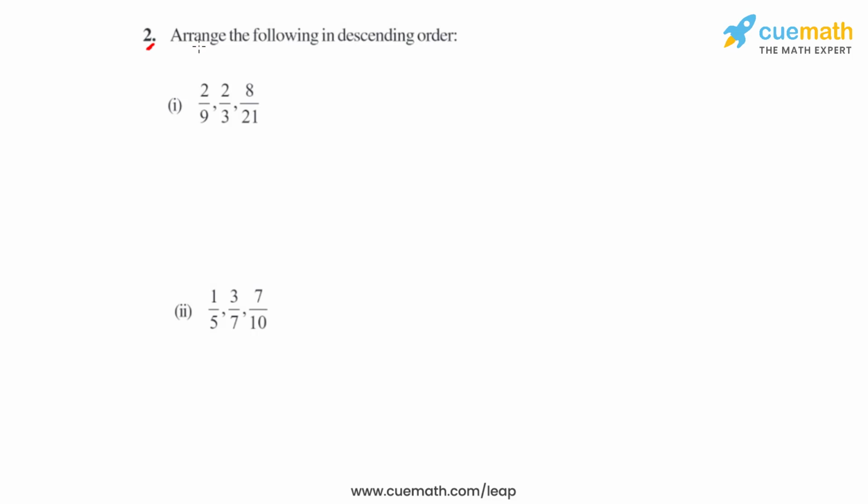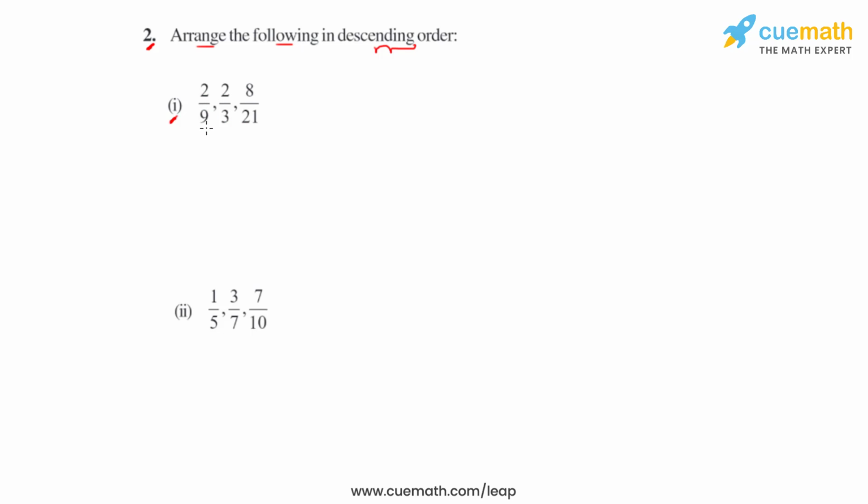Question number 2 says, arrange the following in descending order. That is, we have to start with the largest value and go on to the smallest value, or the lowest value. So for the first bit, we have three fractions: 2 over 9, 2 over 3 and 8 over 21.